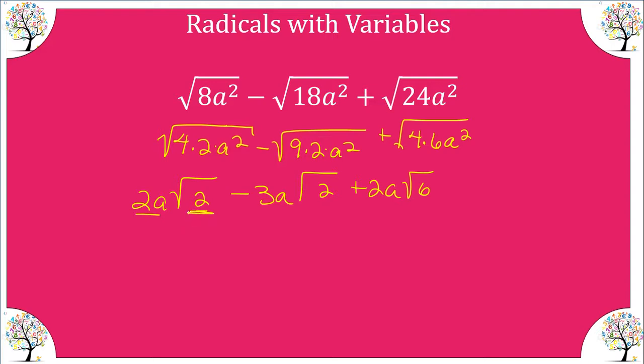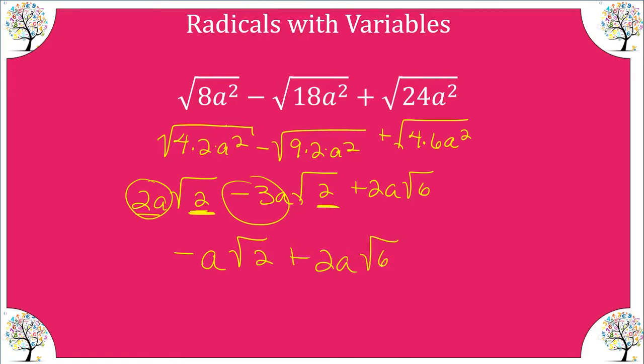So we have the same radicands here and here. So we're going to combine my 2a and the minus 3a, which gives us negative 1a times the square root of 2, plus 2a times the square root of 6.